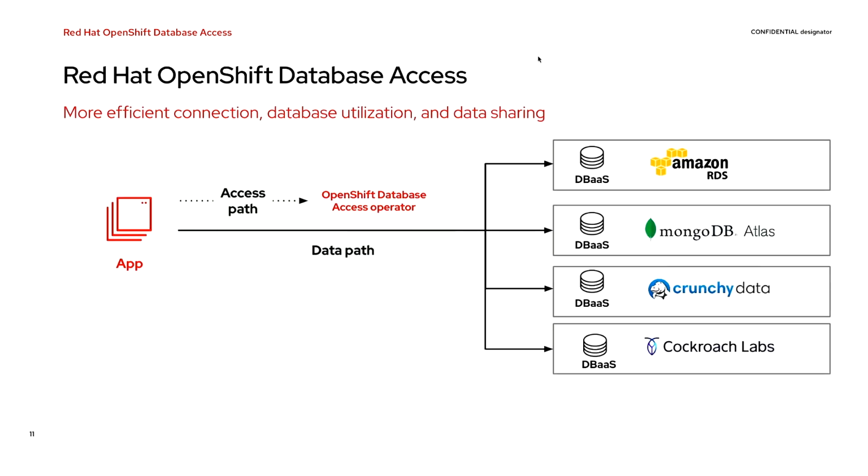Now, if you look at this, what this means is this is providing an access path. RHODA plays a role in providing an access path while trying to connect to the different databases, which are the managed databases. And then you have RDS, MongoDB, Crunchy on the right. The list keeps growing, which means the product team continues to evolve the list of databases that can be supported.